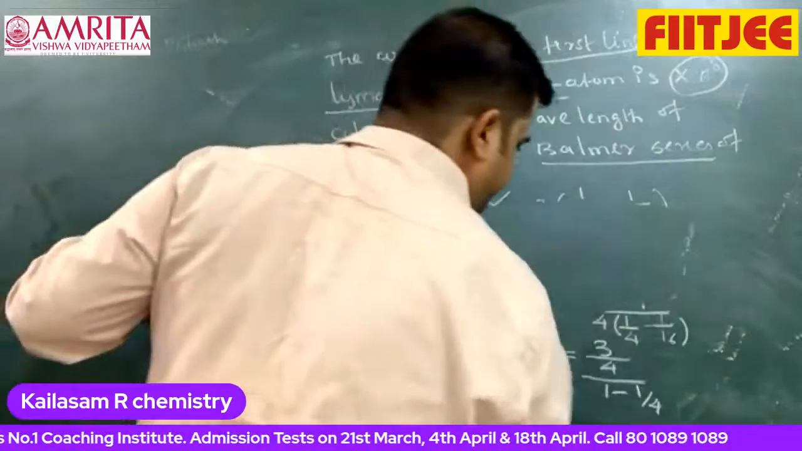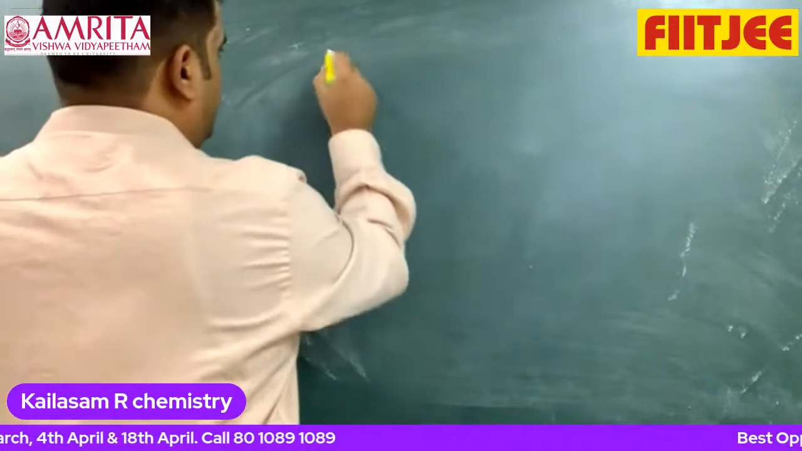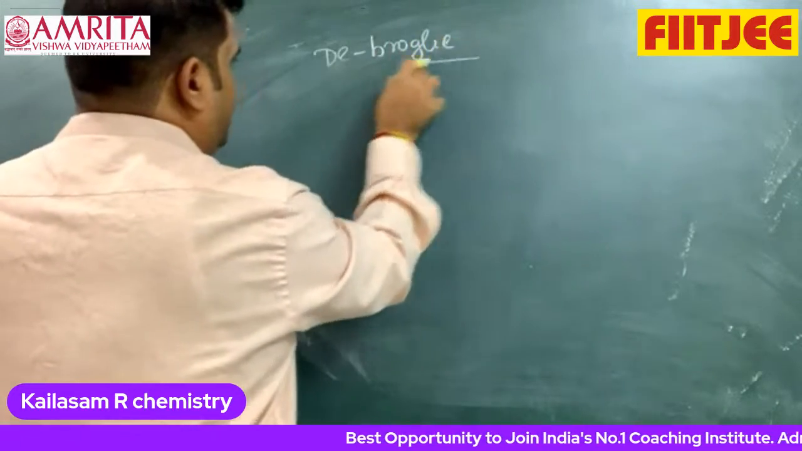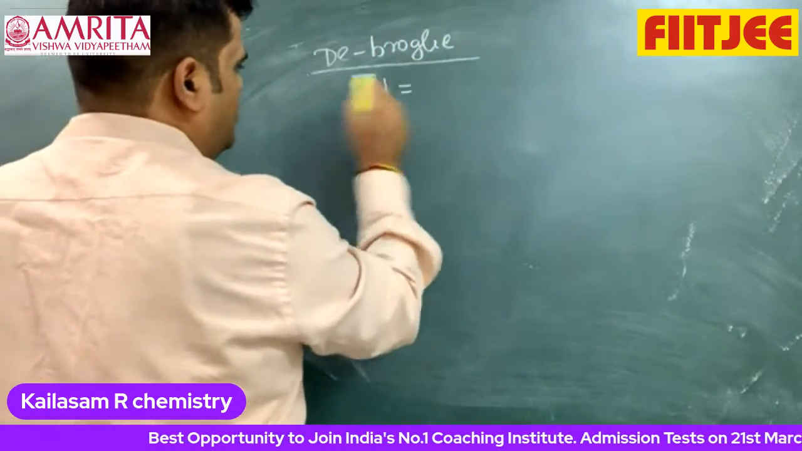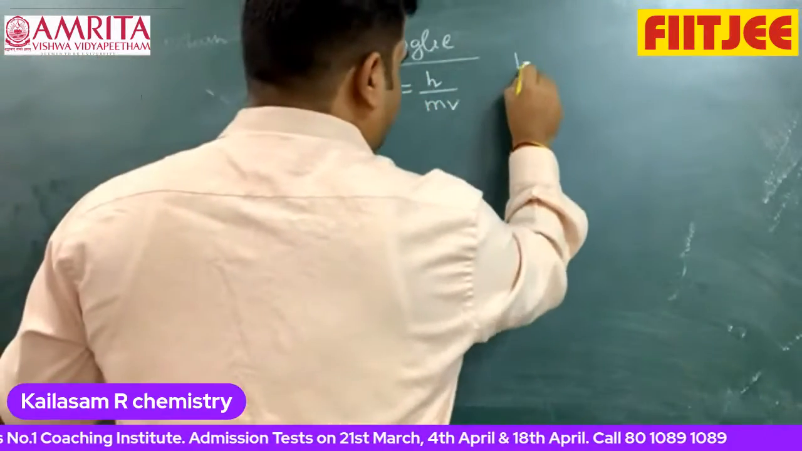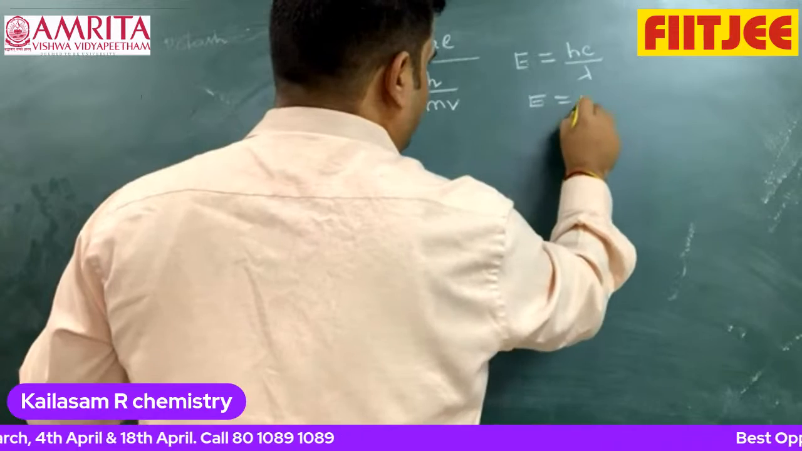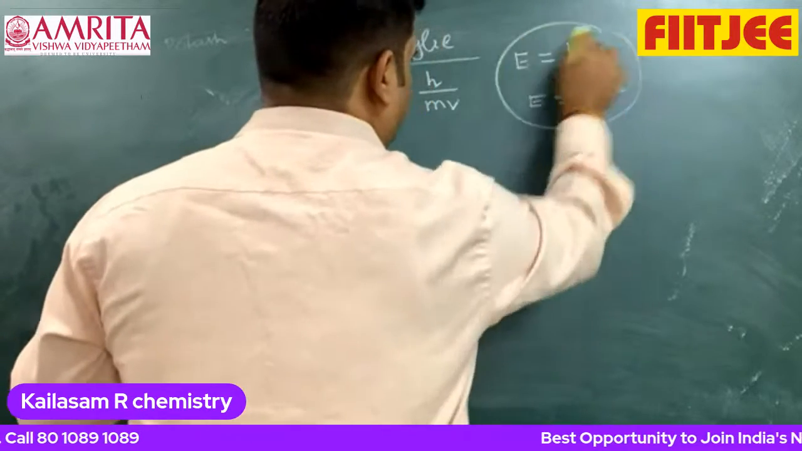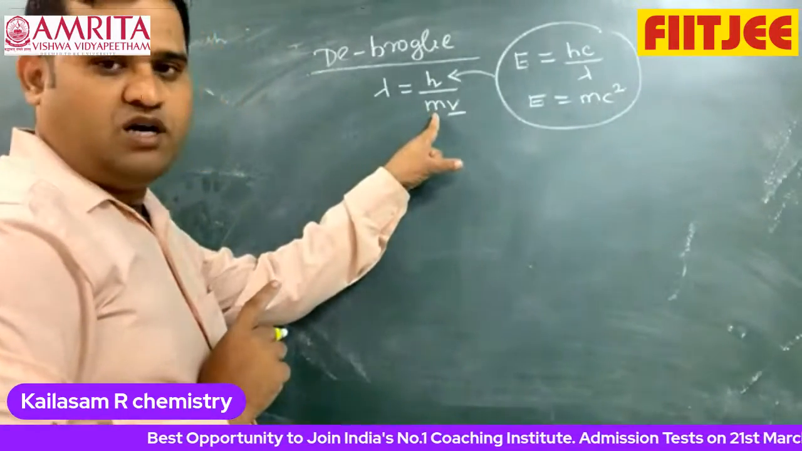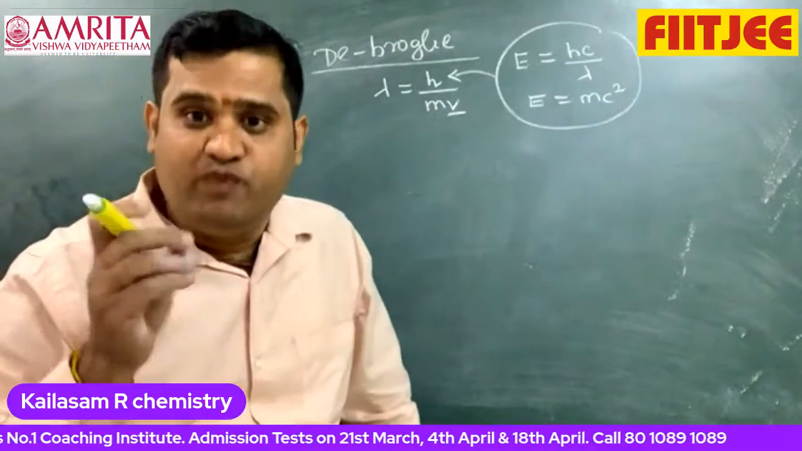Look at this. Let us consider the de Broglie wave equation. De Broglie equation, he has taken lambda is equal to h by mv. So how did he bring it? Very simple. He has taken E is equal to hc by lambda, and E which is equal to mc square. So he has taken these two equations and he has given this equation. Here v is the velocity of the moving object, and m is the mass of the object.